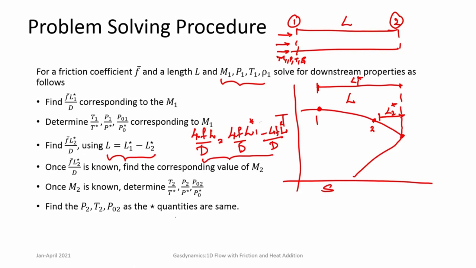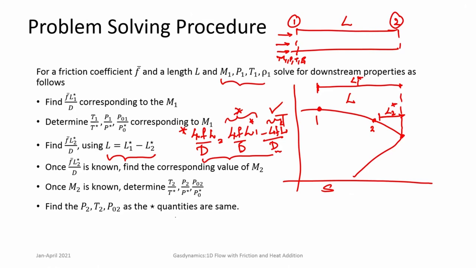So, with this particular equation, you can connect the two L stars, or the 4 f L star by D expression, and this will be tabulated, and from there we can extract. If you know this particular value, which is known because M1 is known, and since L is known, you can find out 4 f L star by D for point 2. Once you know that, you can look at the charts and get M2. Once M2 and M1 are known, it is easy to find all the remaining quantities. So, that is how the problems are solved, and we will look at problem solutions very soon.